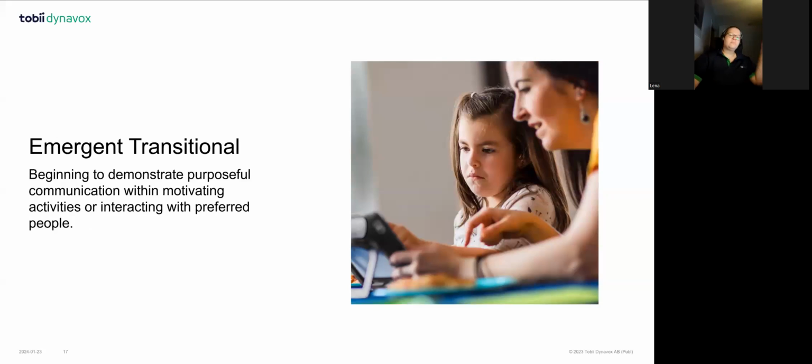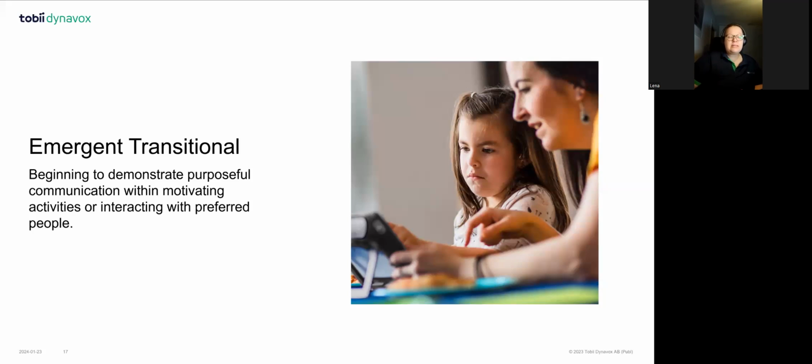Somebody who is coming into the next level, emergent transitional, we could say that this person probably is following simple instructions within some familiar routine, familiar situation. They're understanding very concrete symbols for something that is motivating, something that's of interest for them, something that's very common that they know very well. They begin to use some clear symbols. It could be objects, photos, any kind of symbol, actually, maybe one at a time in a motivating situation.